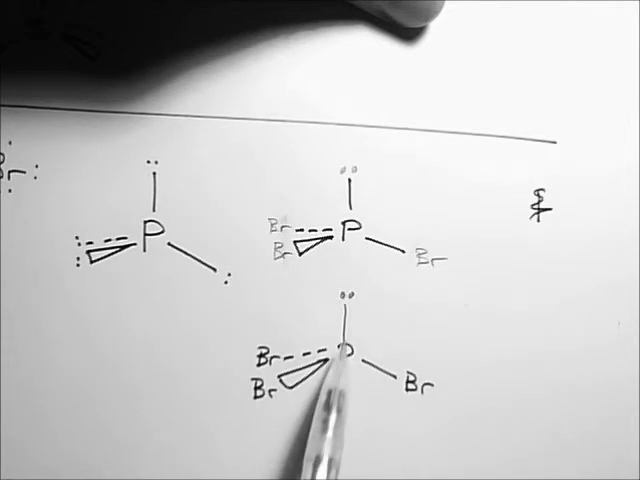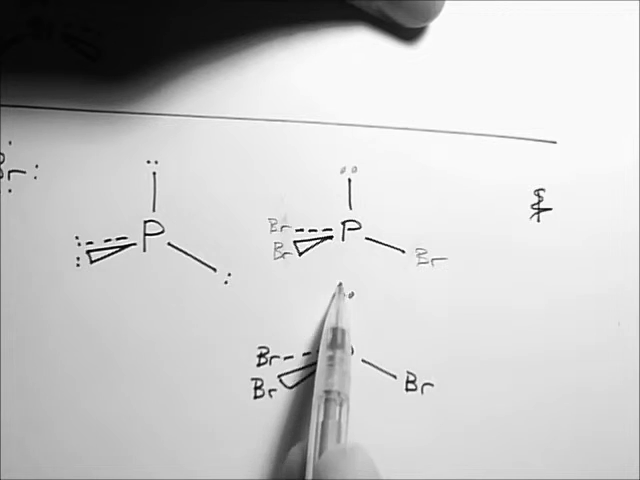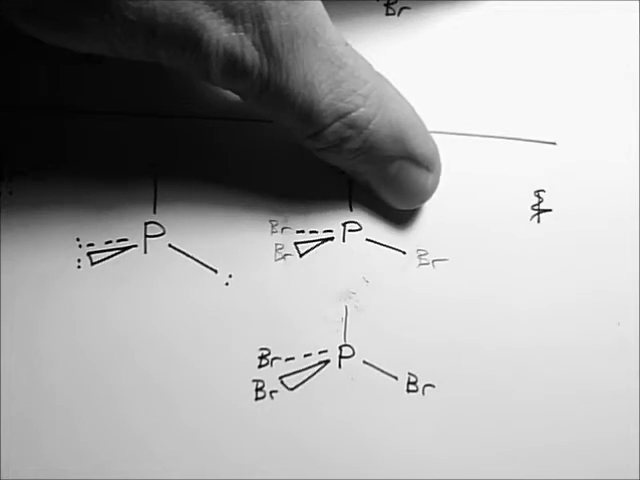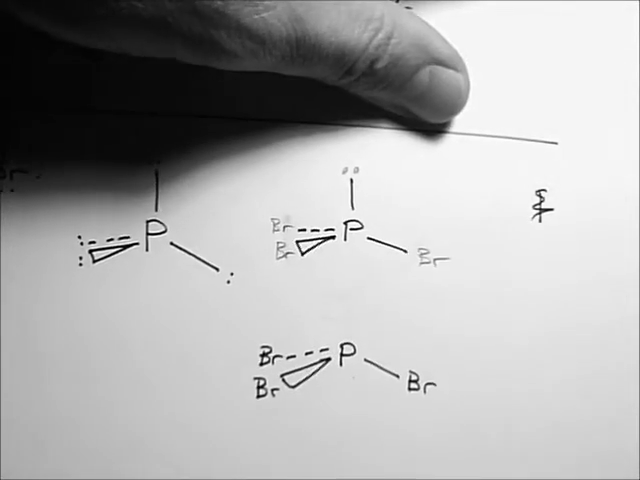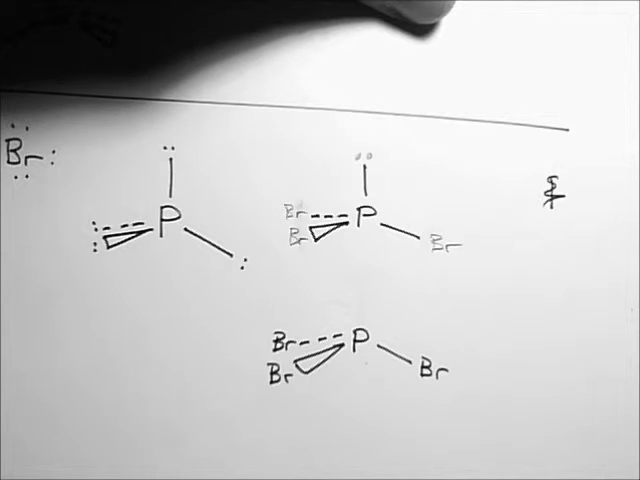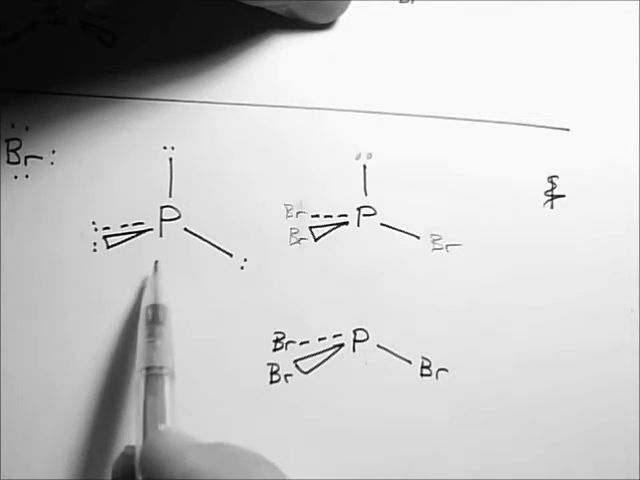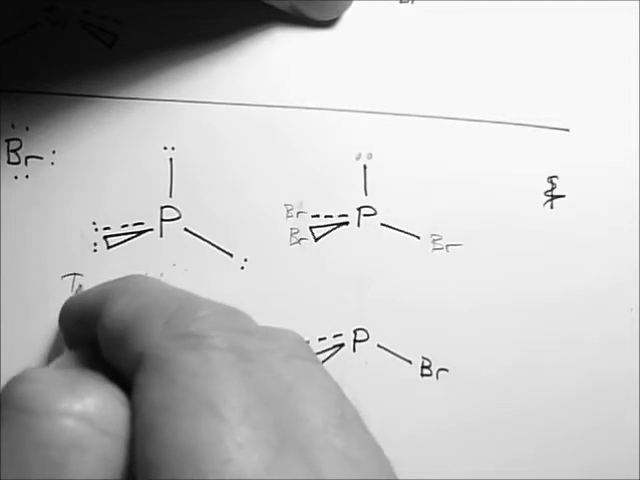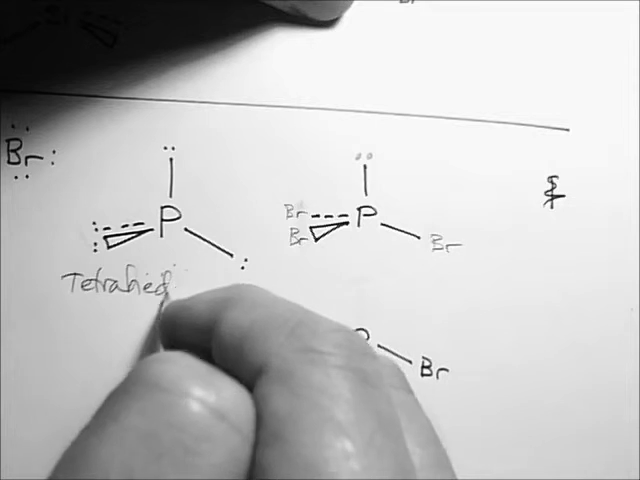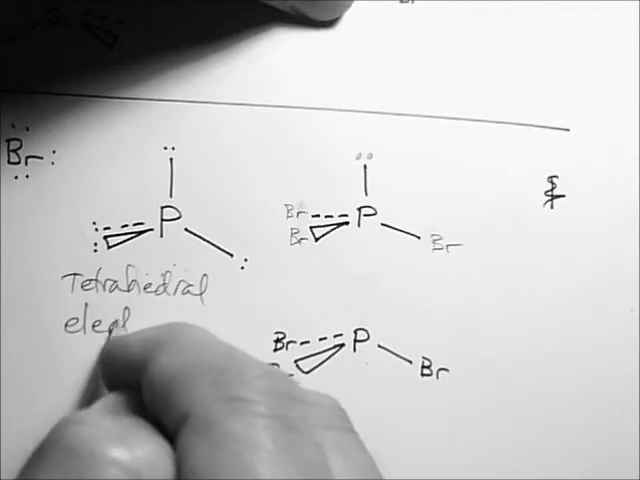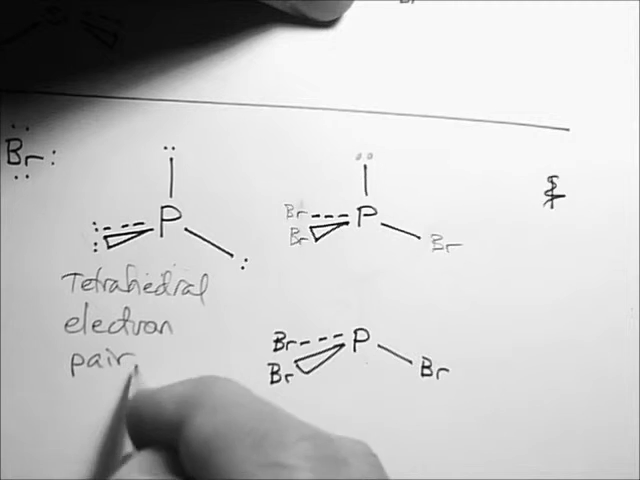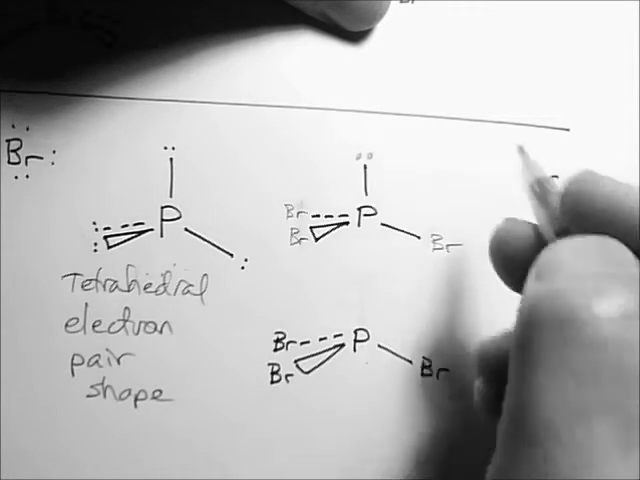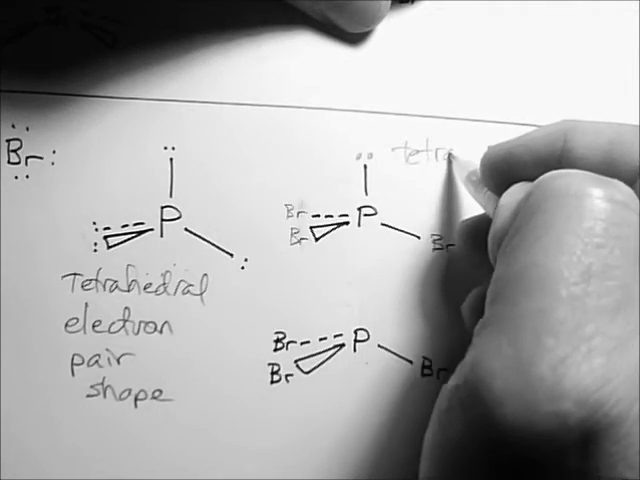What's going to happen now is, after we've got to this stage, we're ready to take this set of electrons off here. So we erase them. Those electrons are gone. Now we have a molecular shape. Alright, let's review our names. This was a tetrahedral electron pair shape. Can you write that down there? It's a tetrahedral electron pair shape. This is a tetrahedral also.